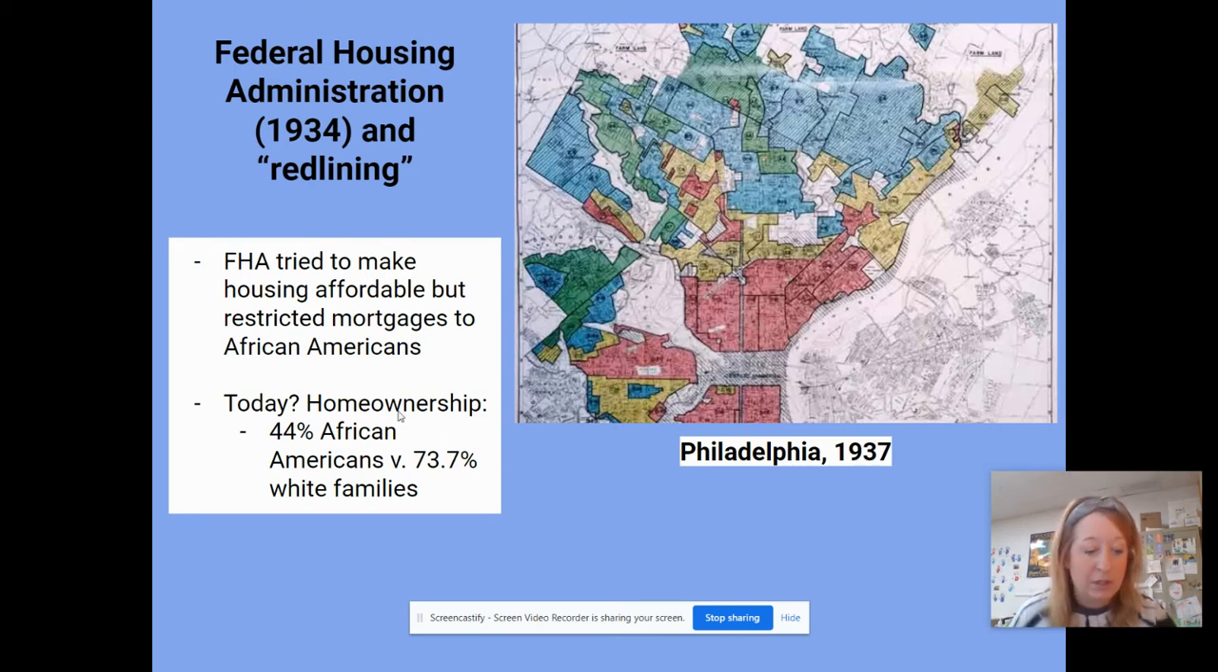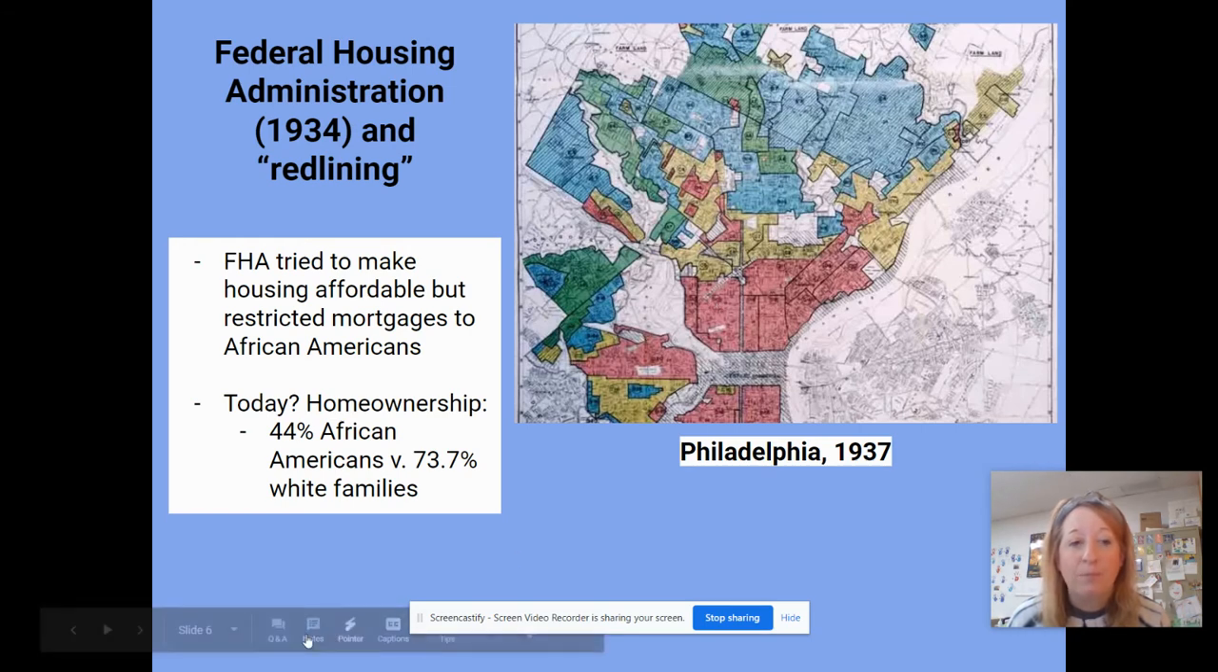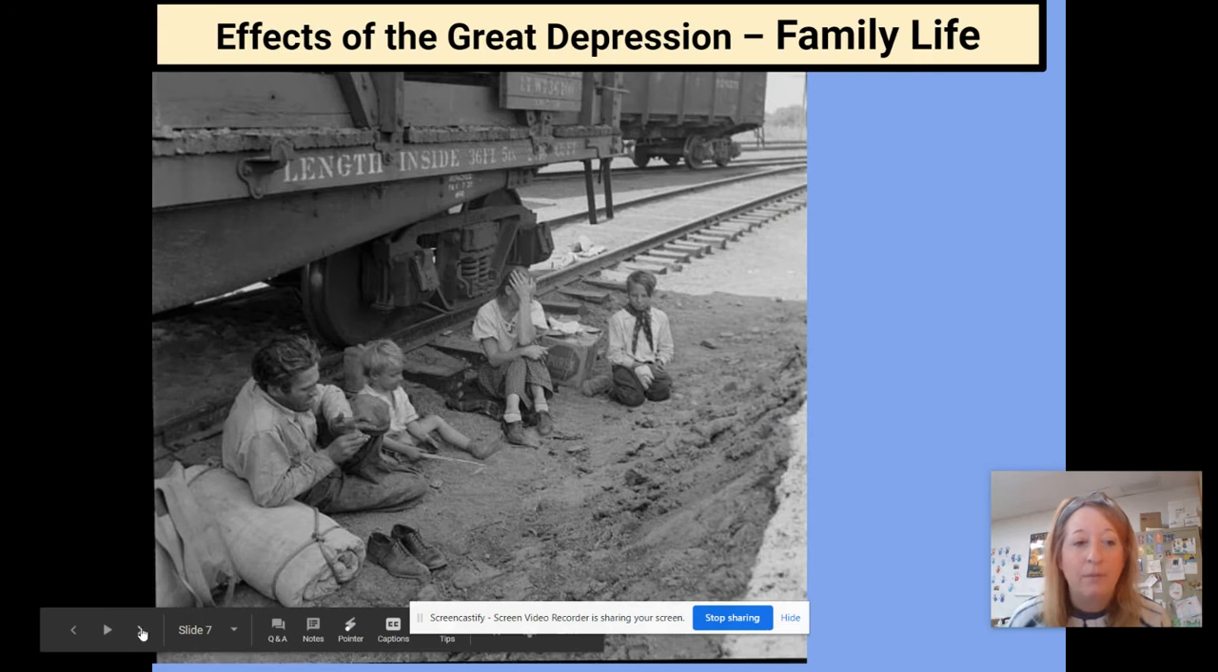And if you look at some of these statistics today, you can see how 44% of African Americans are homeowners versus 73.7% of whites. And so, like I said, this is going to have some long-term devastating effects going forward in American history.